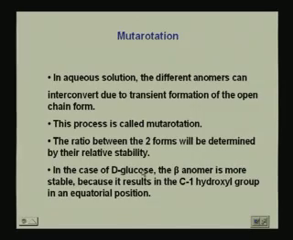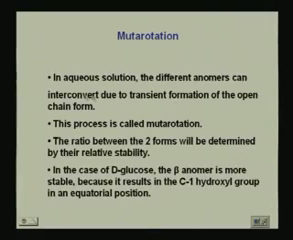Another thing that we have to consider is that in aqueous solution the different anomers can interconvert between themselves. This interconversion gives us a transient formation of the open chain form. When it is in the open conformation and closes again, the OH could either be up or down, that is cis or trans to the CH2OH on the 6th carbon atom. So, in aqueous solution the different anomers interconvert due to the transient formation of the open chain form, and this process is known as mutarotation.